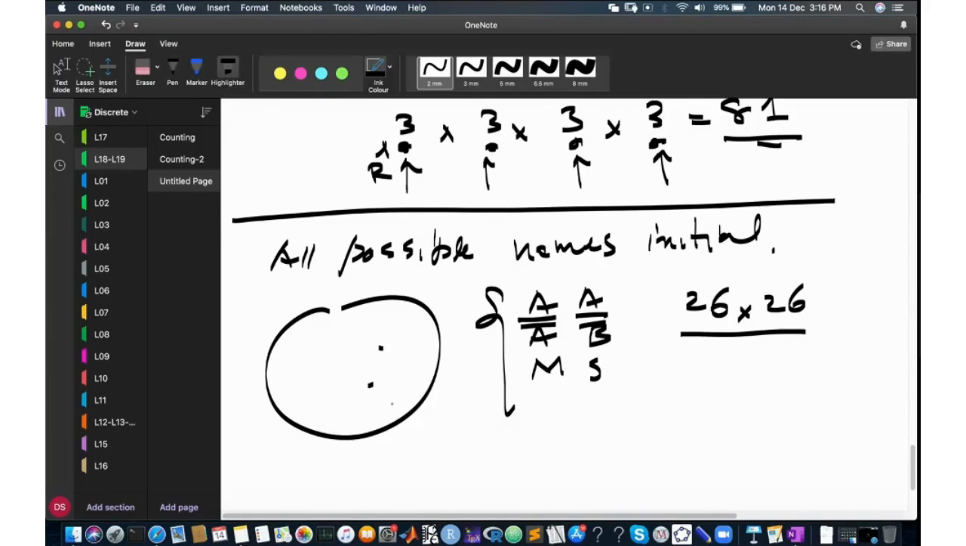So I'm not starting with two people. I'm starting with the initials. I'm counting the total number of possible combinations of initials there can be. Once I have that, now I apply the pigeonhole principle by defining pigeons and pigeonholes, and I show that since the number of pigeons is more than the boxes, there must be two people who have the same initials.